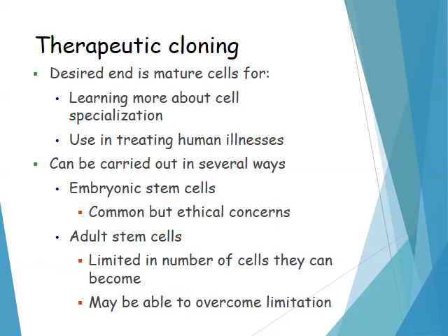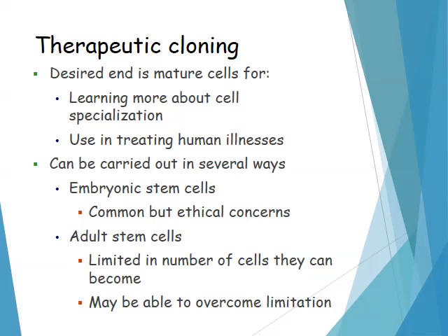In therapeutic cloning, the desired endpoint is to generate mature cells to learn more about cell specialization. Also to use cloned cells to treat human illnesses. This would be a way of treating spinal cord injuries or damage to the central nervous system due to strokes. Therapeutic cloning can be carried out in several ways. First, embryonic stem cells can be used, but there are some ethical concerns and there are currently restrictions on the number of embryonic stem cell lines.